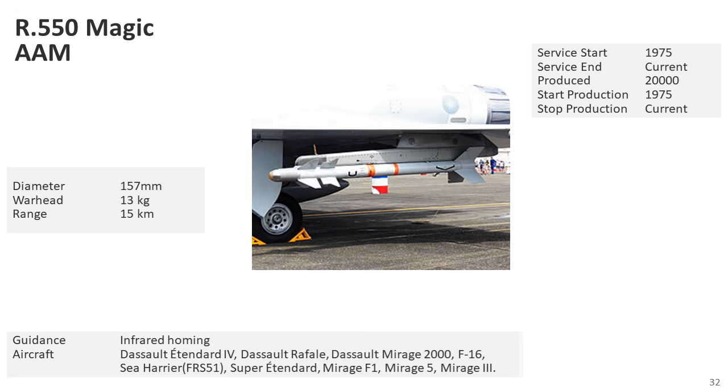The R550 Magic is a short-range air-to-air missile developed in 1968 by French company Matra to compete with the American AIM-9 Sidewinder, and it was made backward compatible with the Sidewinder launch hardware. An upgraded version, the Magic 2, replaced the original model in 1986. 11,300 Magic 2s were produced. It was exported notably to Iraq and Greece, who actually used it in combat.